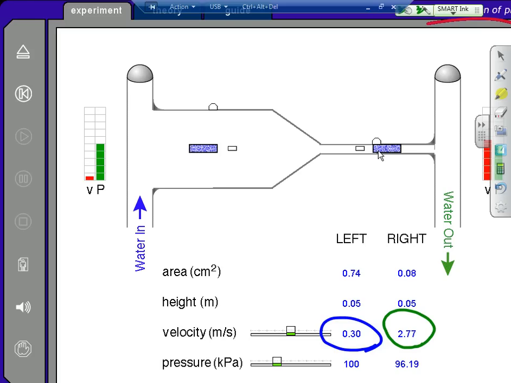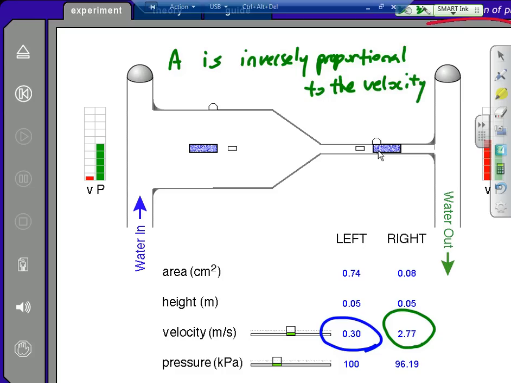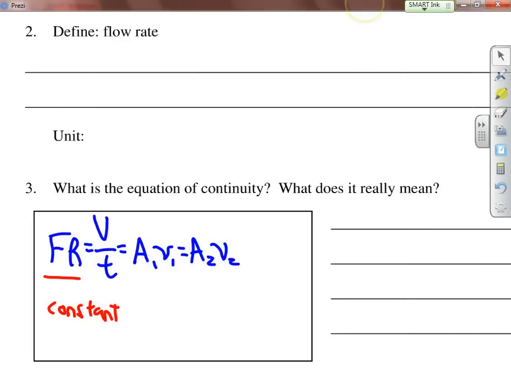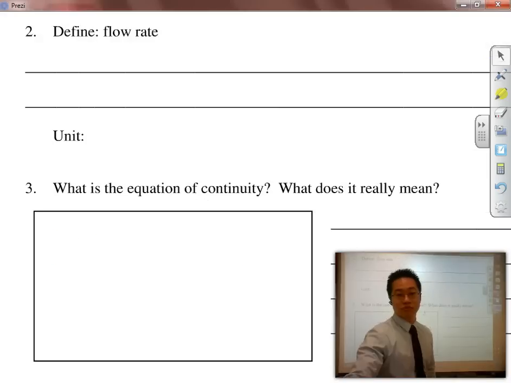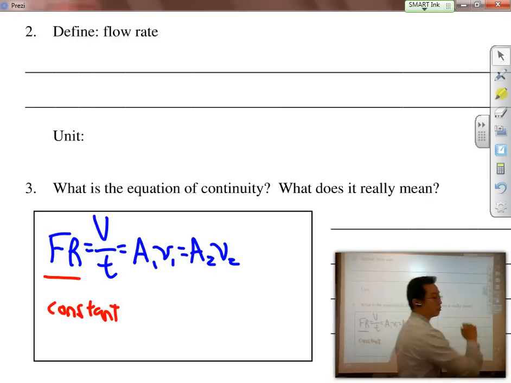So basically, the point here is that the area of the pipe is inversely proportional to the velocity. Or in other words, A is inversely proportional to V. As one goes up, the other one goes down. And we see this in everyday life all the time. And if you think about it, let's move out this example over here. Okay, let me just clear that.